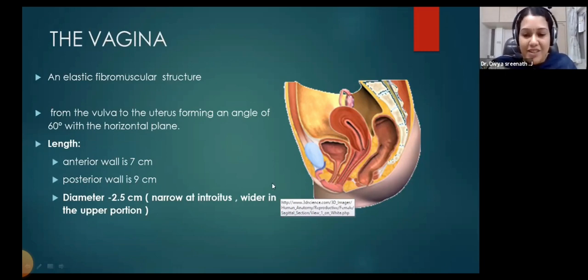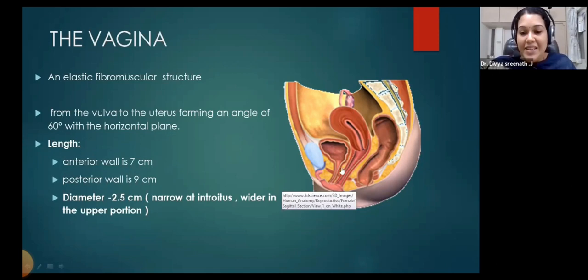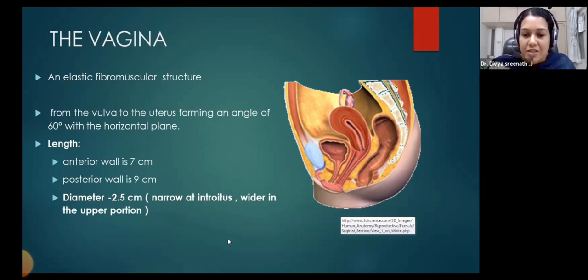Thank you. The long axis of the vagina makes an angle of 60 degrees with the horizontal axis. And you can also notice that the anterior vaginal wall is much shorter than the posterior vaginal wall. The anterior vaginal wall is almost 7 centimeters and the posterior vaginal wall is almost 9 centimeters. And you can see that in the lower portion, the diameter is less, and in the upper portion, there is a much wider region.